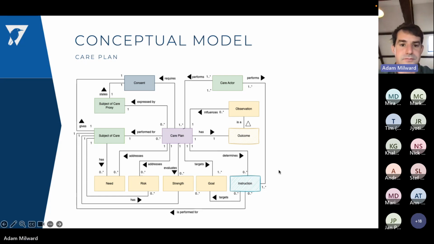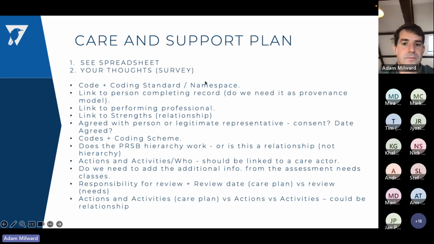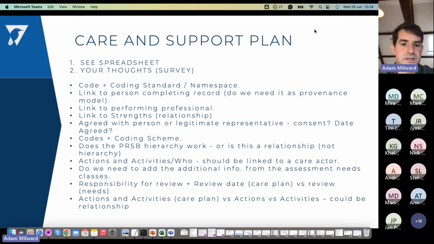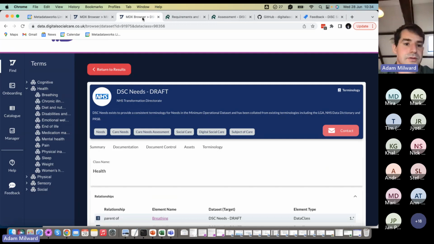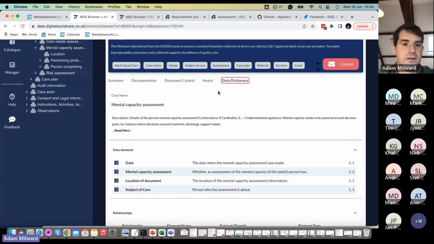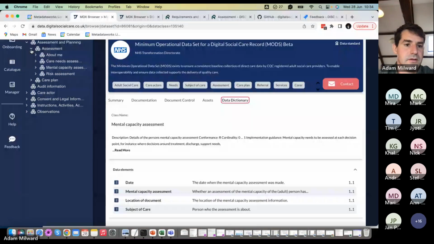decision-making process. We need to log consent, and it's performed for the subject of care, but it could be expressed by a proxy as well. So we've got a few bits and pieces on this. These are a few things that I think are already kind of happening in the background. But let's go into it, and I'll just go through the care plan stuff.